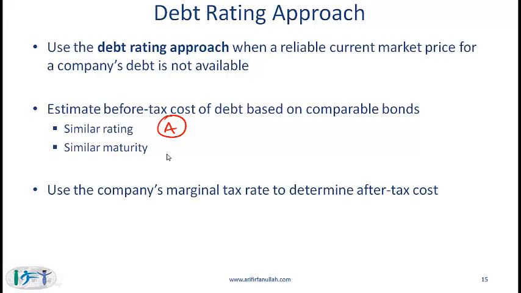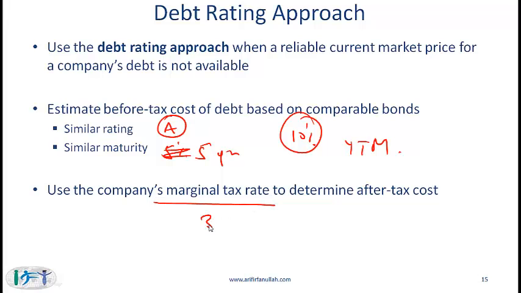You also need to identify bonds which have the same maturity as your bond. Let's say the bond you've issued has a 5-year maturity. If the yield to maturity on this comparable bond is 10%, then that represents an estimate of your company's before tax cost of debt or before tax YTM. Then you consider your own tax rate. Let's say your tax rate is 30% and you come up with the after tax cost by doing 10% into 1 minus 0.3, which will be 7%.